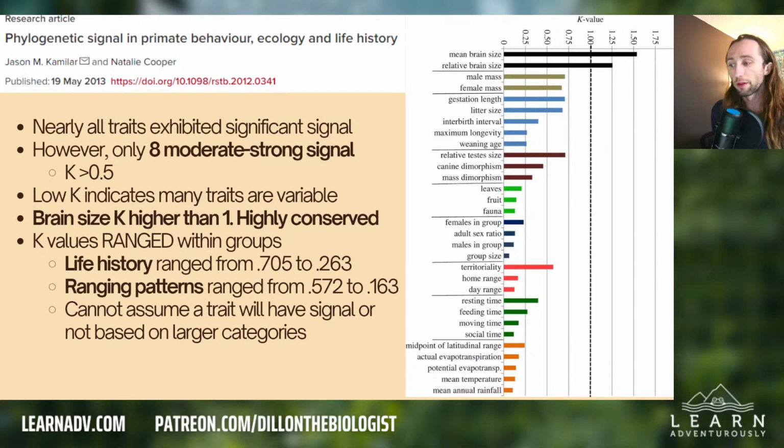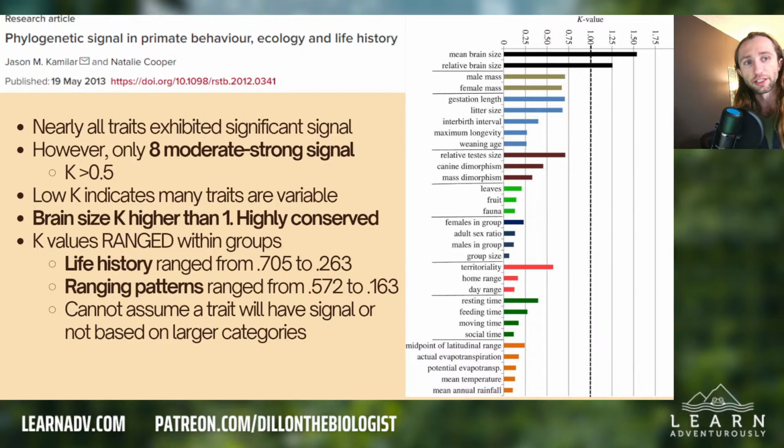They also found that brain size had a K higher than 1. Again, it was more conserved than we'd expect from random, right? It was very highly conserved. So this is saying that there might be a very strong selective pressure for large brain sizes in primates, which is kind of in line with a lot of our theory.